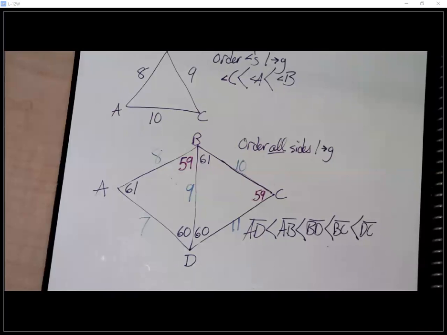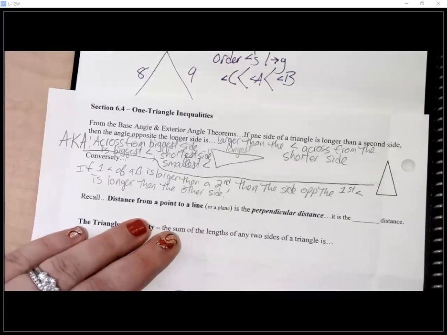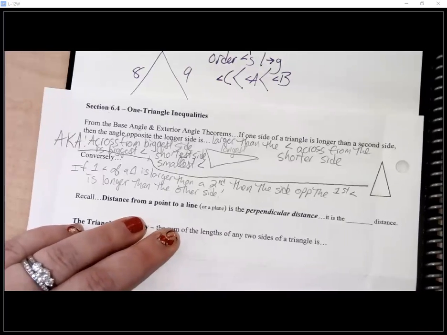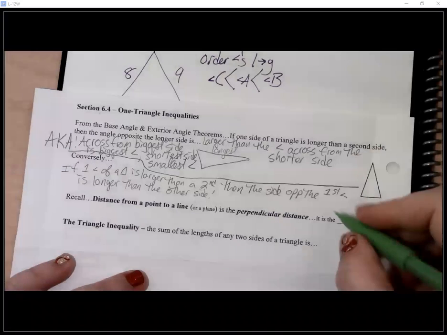All righty. Next up on our note sheet here, we have to recall the distance from a point to a line or plane is the perpendicular distance. It is the shortest distance. So remember, anytime I'm trying to measure the distance from a point to a line, we drop that perpendicular.